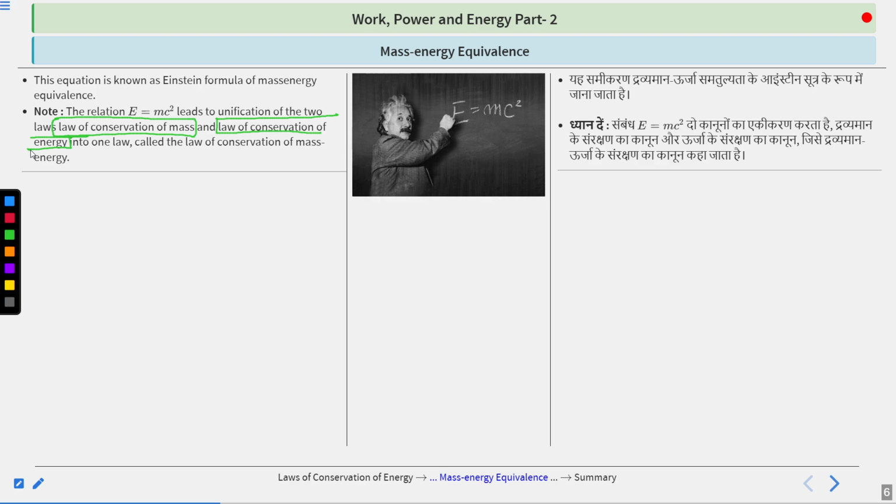Okay. A similar statement applies to the law of conservation of energy: energy can neither be created nor be destroyed. Basically, these two laws deal with different things. The law of conservation of mass deals with mass, and the law of conservation of energy deals with energy. But when Einstein in 1905 gave his mass energy equivalence, E is equal to mc square, he unified these two laws into one single law that is now known as the law of conservation of mass energy. Got it?